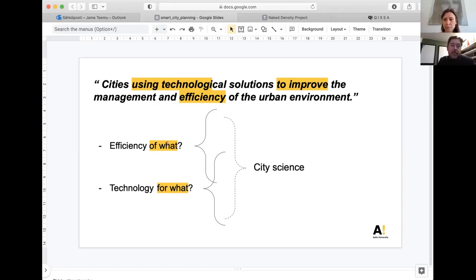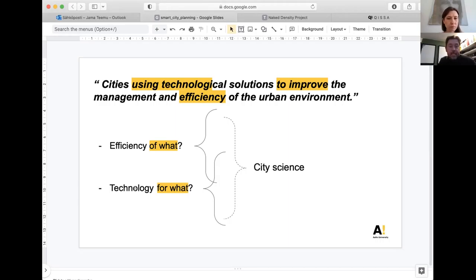And these kinds of themes will spread out in multiple directions depending on your professionalism, your background, interest, and the topic and all of those. And also the technology used and what it is used for, it's also spreading in a lot of different directions. There is a term or concept called city science, which tries to wrap up all these issues, using technology to improve cities, and efficiency is very much also involved within that scope.